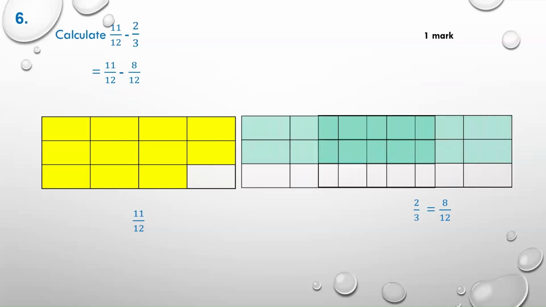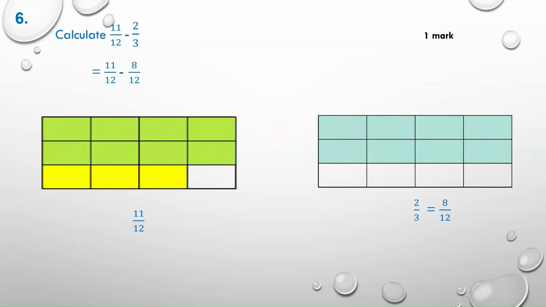So one way we can do it, we can just slide it across so you can see when one is on top of the other, that what we are left with, what was not touched? The 3 yellow ones. So it is 3 twelfths. So 11 twelfths minus 2 thirds is the same as 11 twelfths minus 8 twelfths.